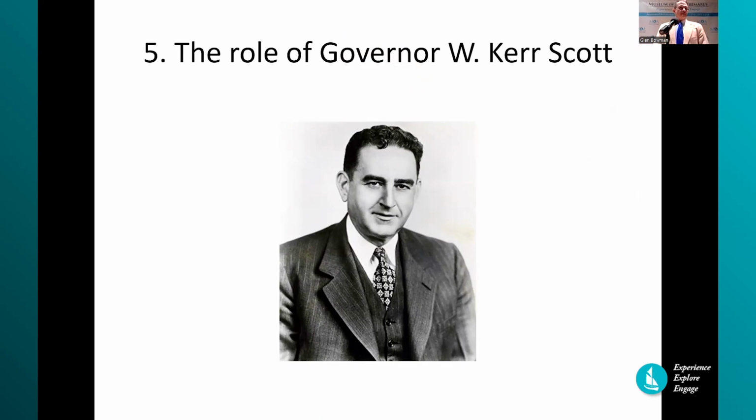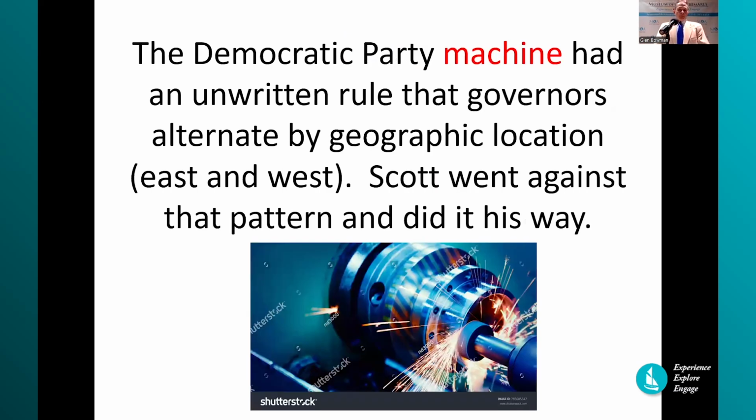Governor W. Kerr Scott. The Scott name is actually rather famous, or maybe even infamous, because of another Scott, though I'm not going to get into that. Governor W. Kerr Scott marks a watershed in this process. In previous decades, going back a long time since 1900, the Democratic Party machine had an unwritten rule that when it came to governor, it alternated between regions, east one time, west another.